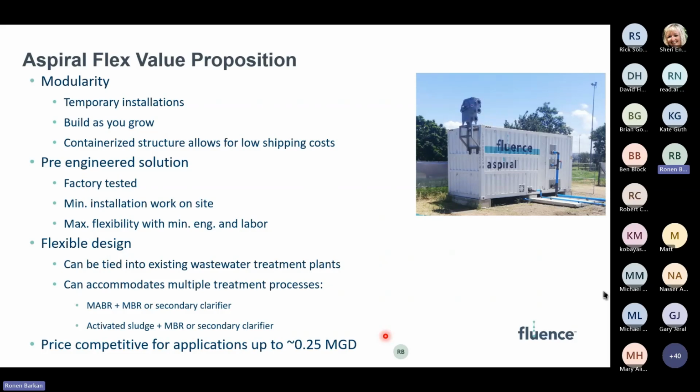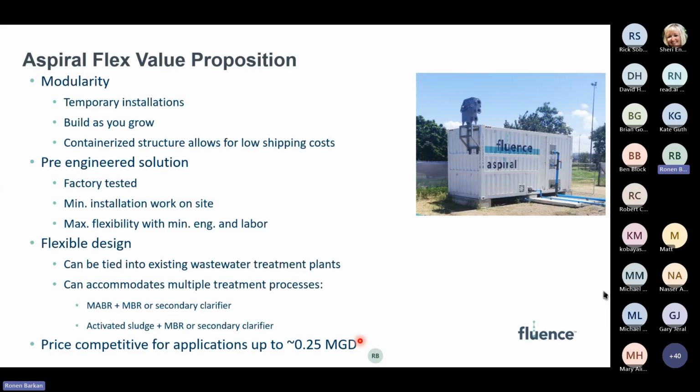This is not what we're suggesting. I think that as I'm showing at the bottom bullet point here, these are very relevant for applications up to a quarter of an MGD. You could still use these for larger applications, but then it starts to become many tanks, and I'm not sure that that's the most elegant and cost-effective solution. But up to a quarter of an MGD, we see it's a very competitive solution.